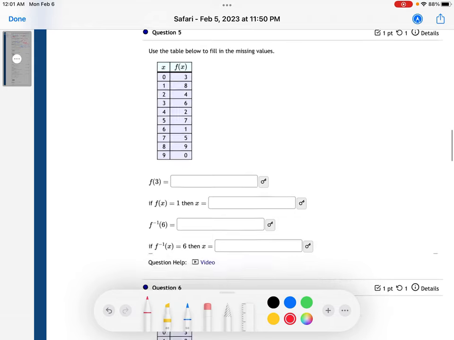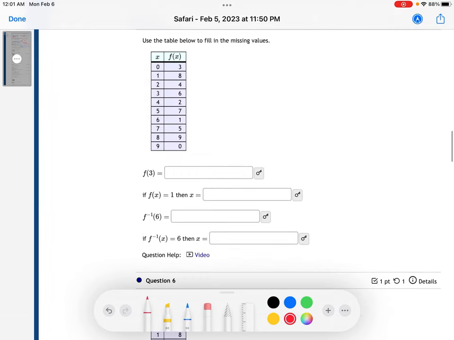This guy. Use a table to find those values. F of 3. So f of 3 is 6. If f of x equals 1, then x equals what? So f of blank equals 1. Looking through this, there's the 1 and 6. If I feed my equation the number 6, it will produce a 1.